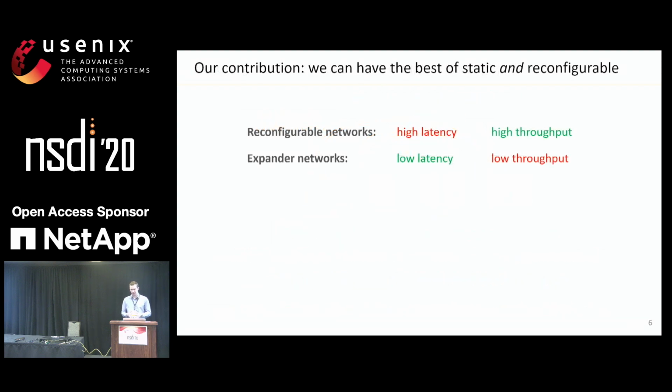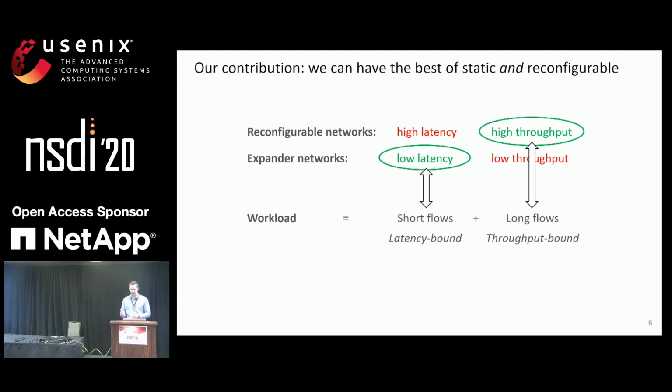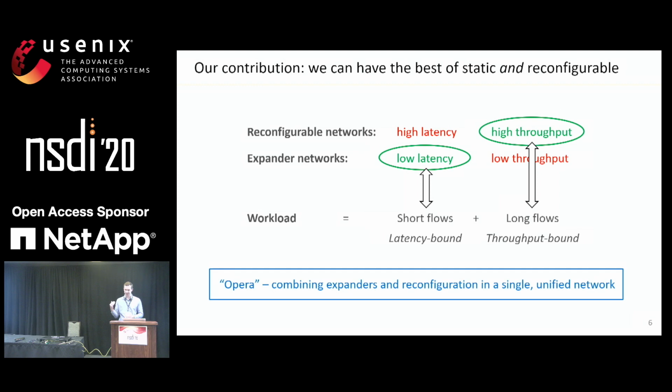So now we have this dichotomy where reconfigurable networks can get us high throughput, but they have high latency. And then static expander networks have the inverse properties. So if we consider a workload and partition it into short flows that are latency bound and long flows that are throughput bound, we see that each of these types of networks can really only support a portion of the traffic in this workload. But stated a different way, if we could build a network that had some of the properties of each of these two network types, then we could support both types of traffic effectively. And so our contribution here is to enable a network that does this with a design we call Opera.